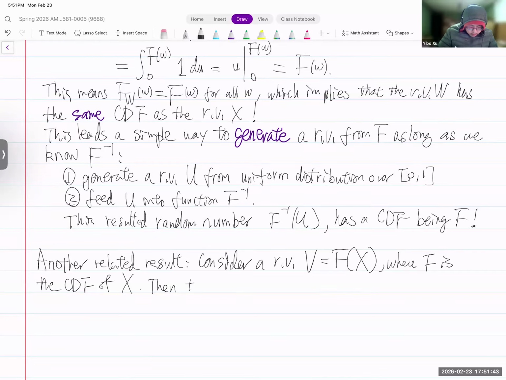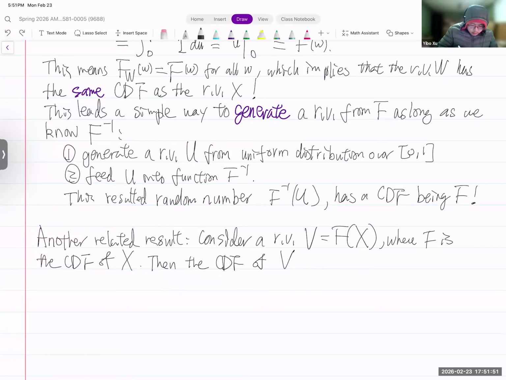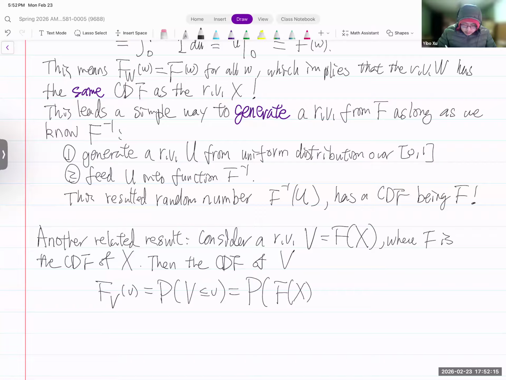Then the CDF of this V is the following. Cap F sub V of, let's use little v to indicate the realization. Let me quickly finish this line before we end the class. So it's going to be the probability of random variable V less than or equal to little v. Now we substitute, this is going to be the probability of cap F of cap X less than or equal to v. Okay, so now what's this?